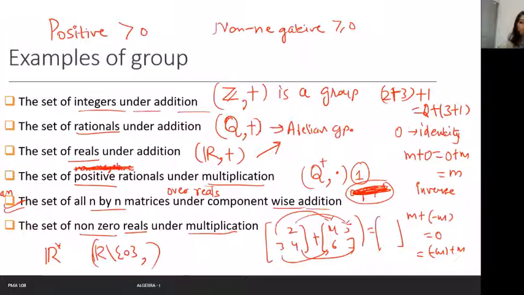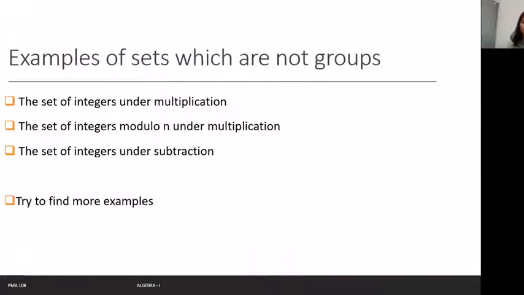And even if you do not know whether a particular set is a group or not, it's always better you check all the properties of the group, because now you know what it takes to be a group. So let me continue with this from here. So we have some sets which are not groups. Okay, so here we have a few examples. The very first, as you can see, is the set of integers under multiplication.